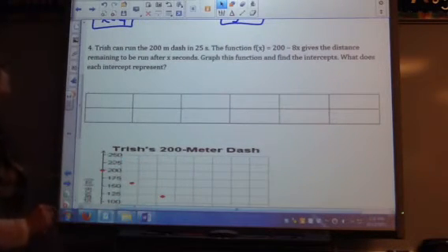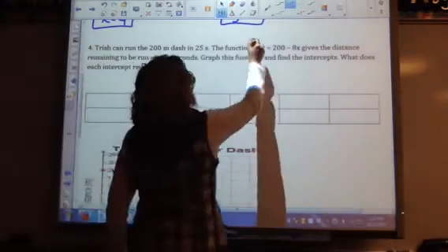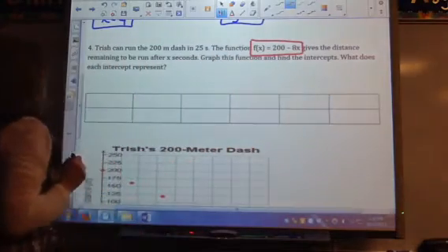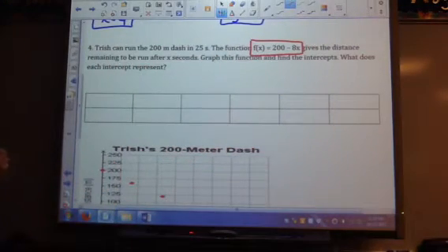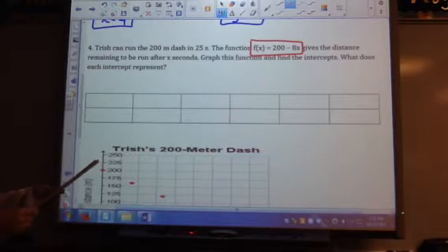Okay, Trish can run the 200-meter dash in 25 seconds. Here's our function. It gives the distance remaining to be run after x seconds. Graph this function and find the intercepts. What does each intercept represent?